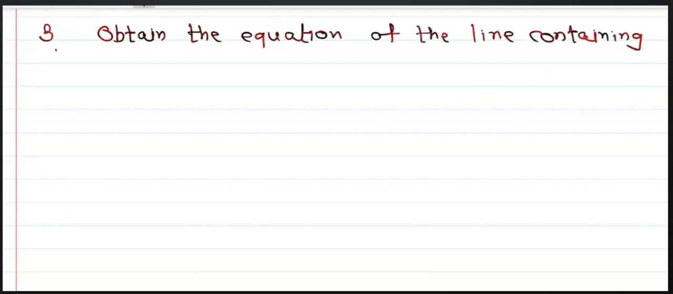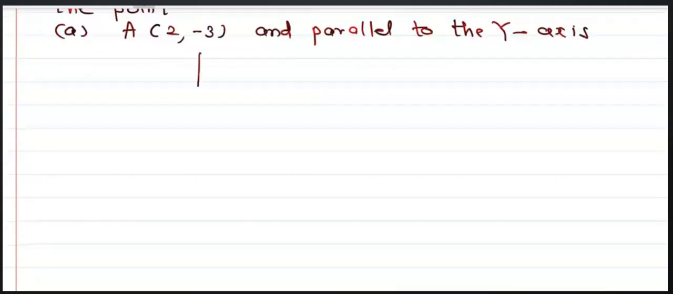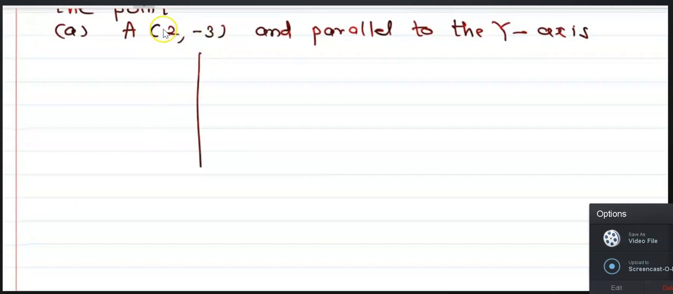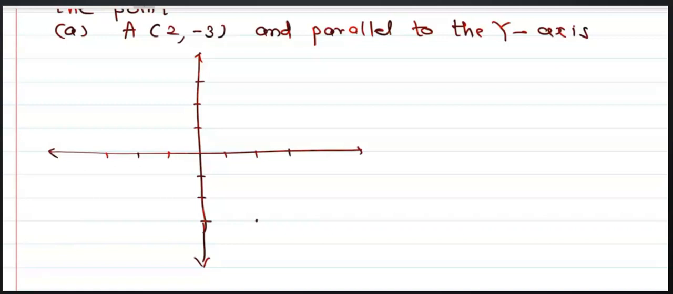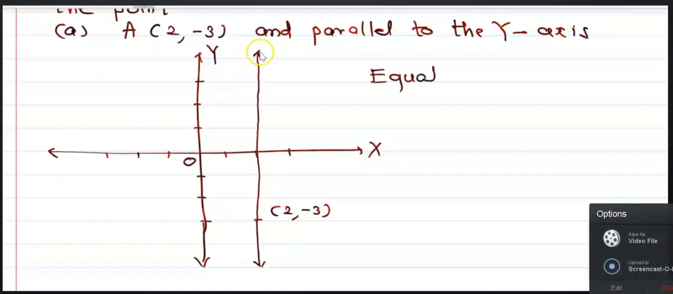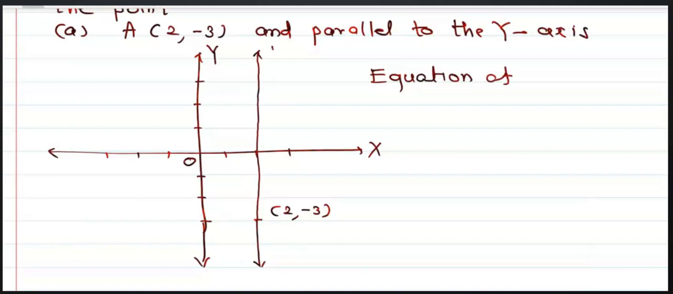Next is obtain the equation of the line containing the point A(2, minus 3) and parallel to the y-axis. That line contains the point (2, minus 3) and is parallel to the y-axis. When the given line is parallel to the y-axis, its equation is x is equal to a constant. Now x is equal to 2 is the equation of the line. Now see this here. The point (2, minus 3). This is the line, and it is parallel to the y-axis. Therefore its equation is x is equal to 2. Whenever the given line is parallel to the y-axis, its equation is x is equal to a. Here a is equal to 2.